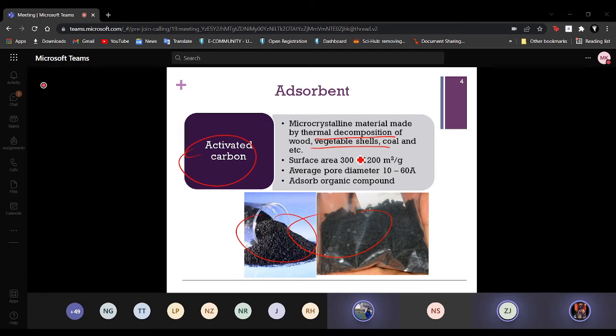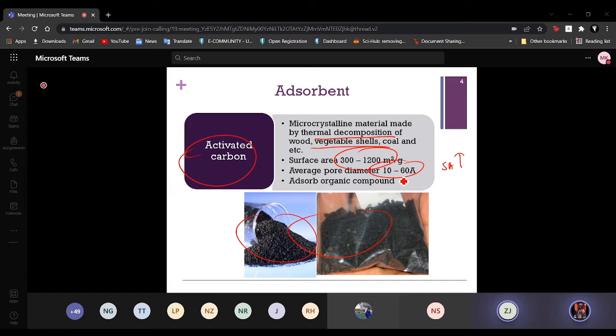All right, so they have properties. Normally we look into the surface area and average pore diameter. So what is this? The surface area is the surface area. Each of them has this surface area. If you have a higher surface area, you can have more adsorption occurring there.